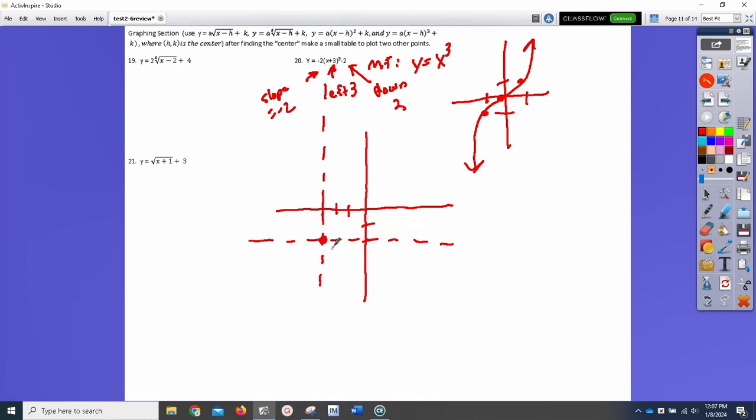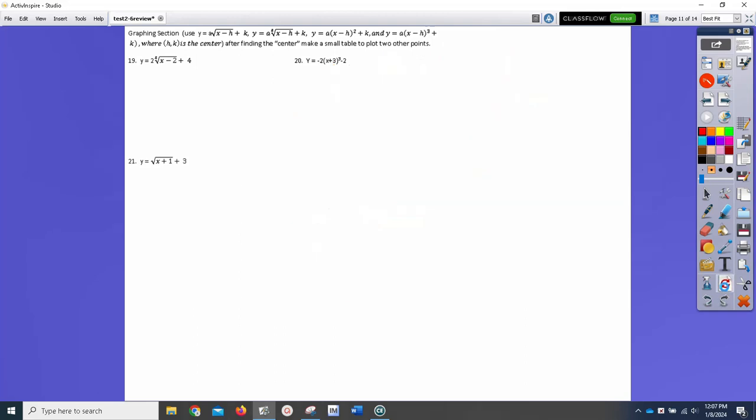Now, the thing's going to be upside down. It's going to start high and end low. It's going to start up here and end down here. We're going to rise 2 and run back 1, and we're going to fall 2 and run right 1. And there she is. And the last little bit of this graphing section is a square root function.